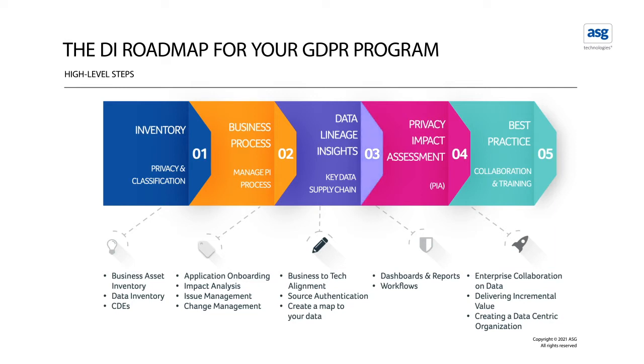In step 3, we are going to talk about data lineage. So data lineage, in this case, shows how the data moves in and out of your organization and how it is being used. In step number 4, we are going to talk about the dashboards and reports we provide out of the box. I will specifically talk about the privacy impact assessment report, which is mentioned in the GDPR regulation. And I'm going to also show you some dashboards and reports to monitor your GDPR program progress.